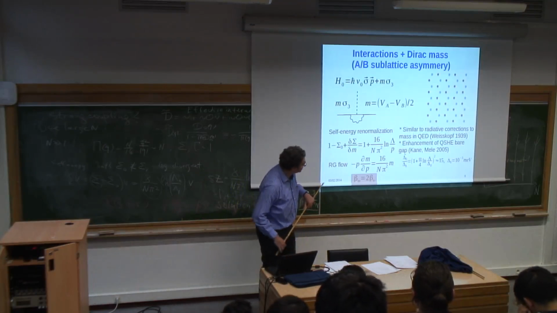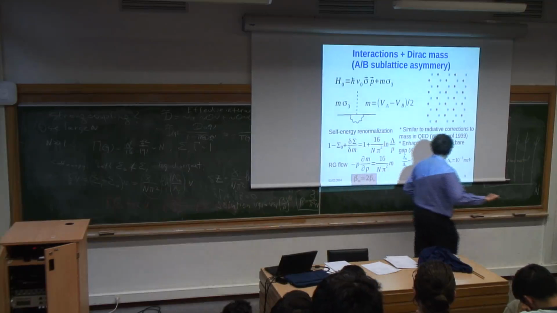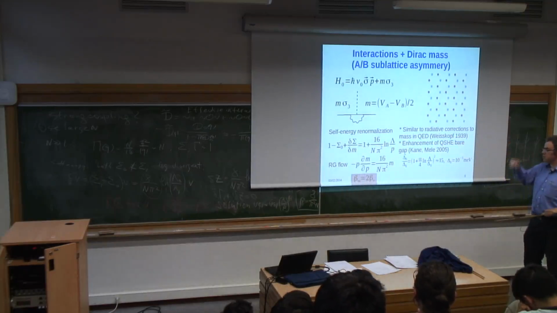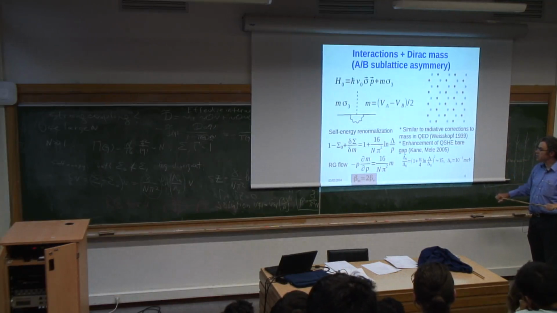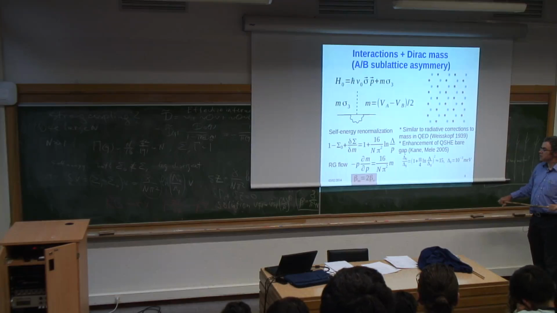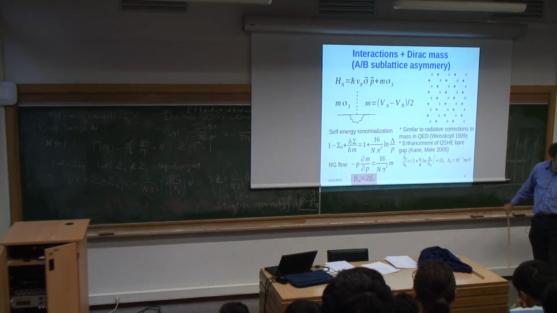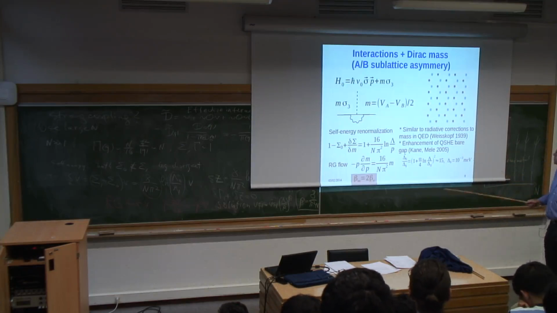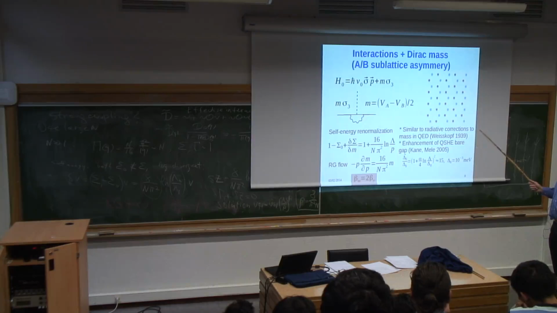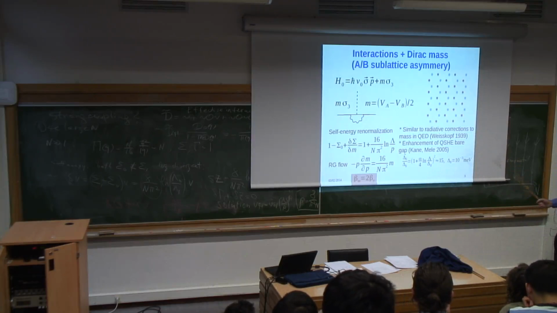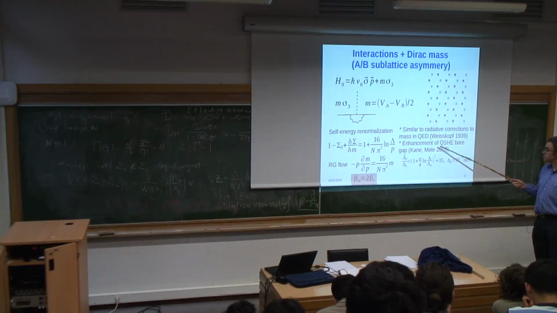So this may be a strong effect, and indeed, effects of this type have been discussed before in various contexts. The first one, of course, is the QED radiative corrections to mass, which were discussed by Weisskopf, even before QED was created. This log divergence has been known. Also, it's been discussed for those who are interested in topological insulators.